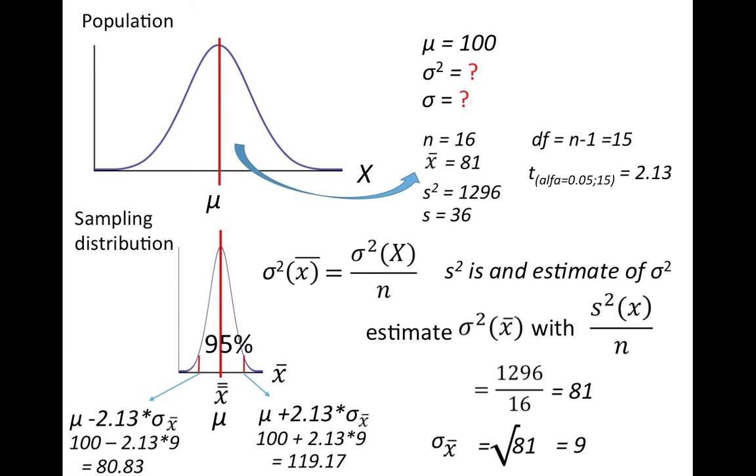So by not knowing the population variance, we had to estimate it with a sample variance. And this introduces an uncertainty which we take into consideration by using the t-factor. And in this case, the uncertainty was big enough that our conclusion changed from the situation when we knew the population variance.